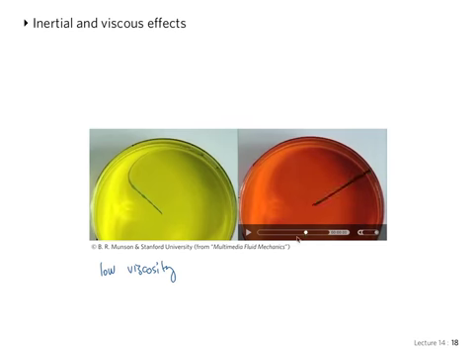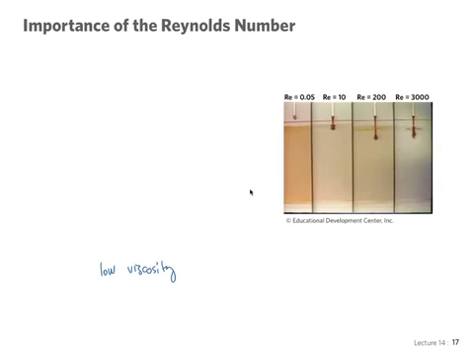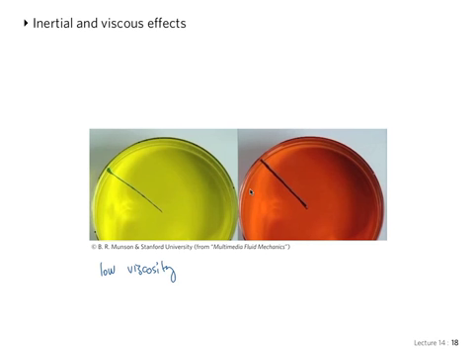In the orange fluid, the container starts moving, and almost immediately the fluid follows. The viscosity effects are so large that inertia is not an issue here. The fluid follows the container immediately. So on the right, the fluid is dominated by viscous effects. In the yellow case here, the fluid is dominated by inertia.